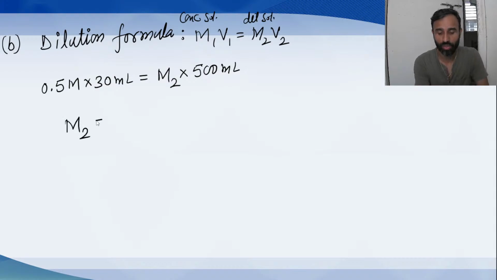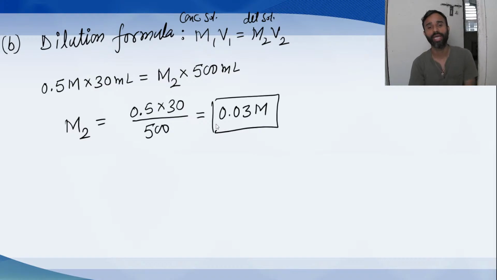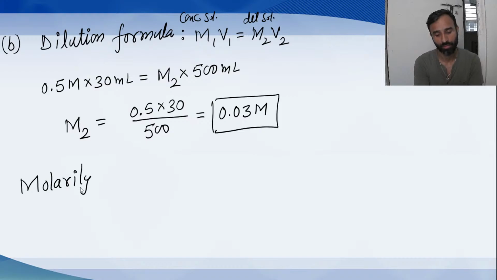So here M2 is equal to 0.5 into 30 divided by 500. So it is equal to 0.03 molar. So this is the molarity of the dilute solution.